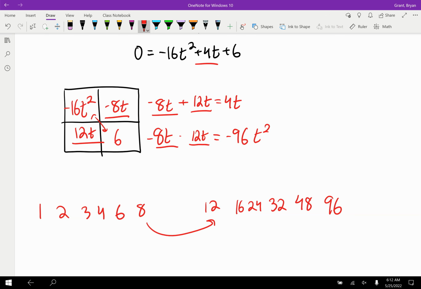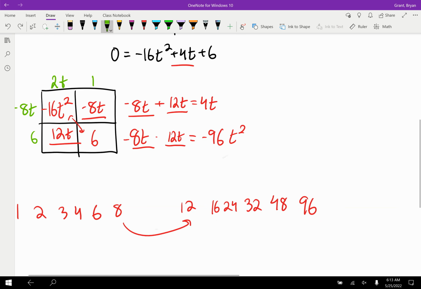And then we determine the outsides. So looks like these guys both have a negative and an 8 in common. Negative 8t times 2t is negative 16t squared. Negative 8t times 1, 2t times 6. And the bonus box, 6 times 1 is 6. Sweet. All right, looking good so far.